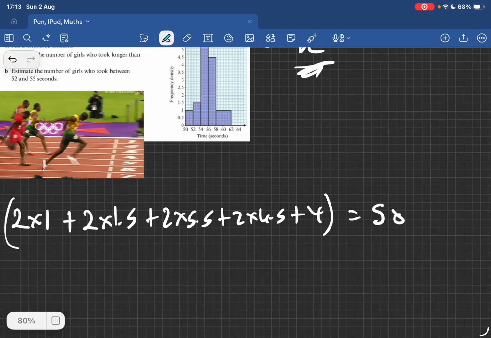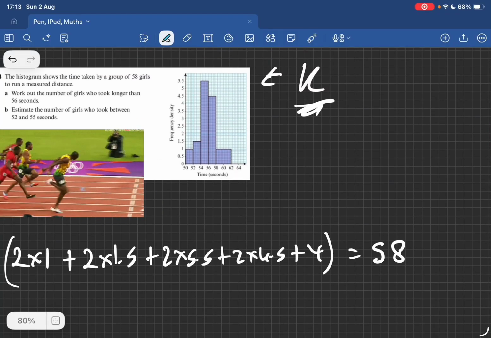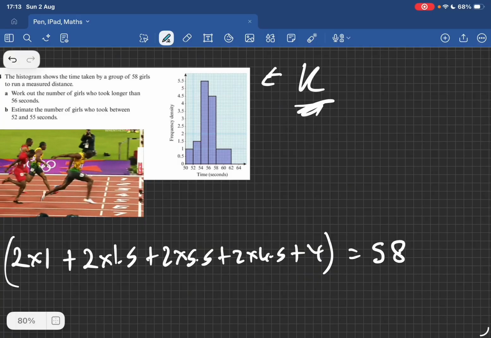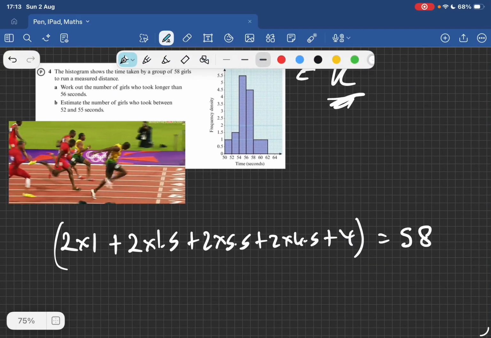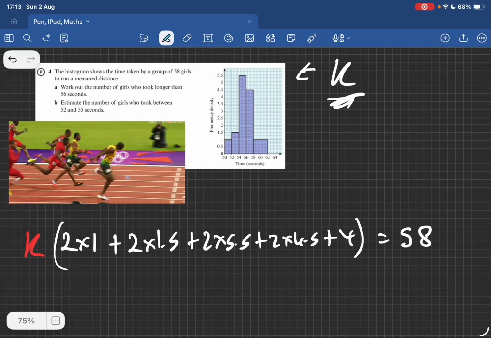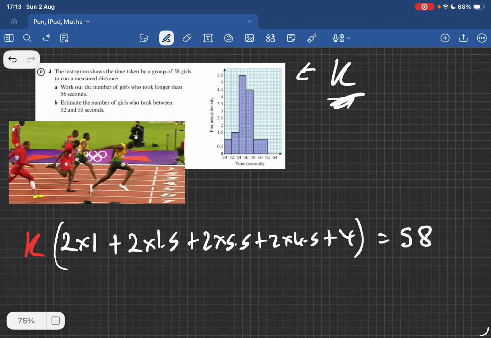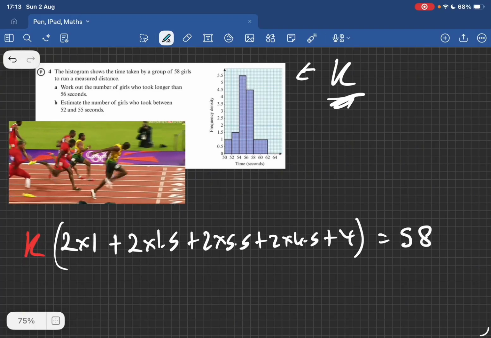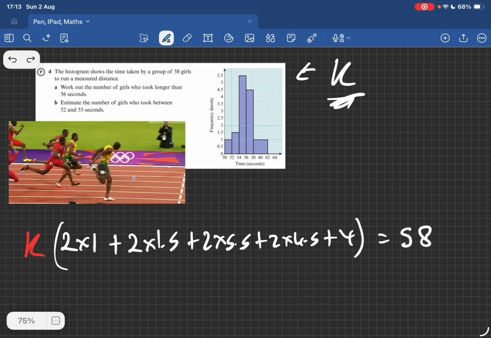58, because the total area has got to represent how many students we have in our test. But at the moment this doesn't equal 58. So that's why we have this scale factor k involved, and that makes sure that whatever the area is, it scales up and scales down so that the total number of students in our test is 58.